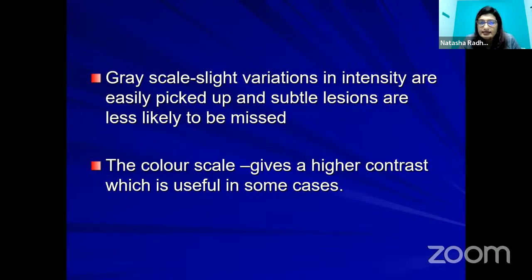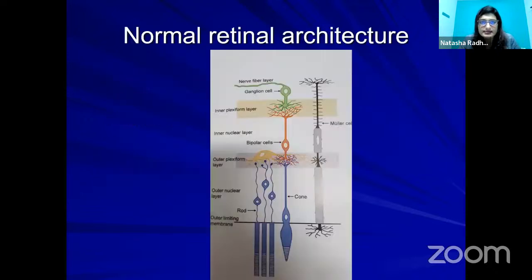In the grayscale, slight variations in intensity can be easily picked up. So most of us like to interpret the OCT using the grayscale, and subtle lesions are less likely to be missed. But the color scale gives a higher contrast, which is useful in some cases.